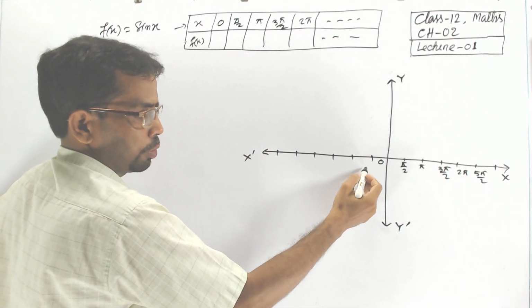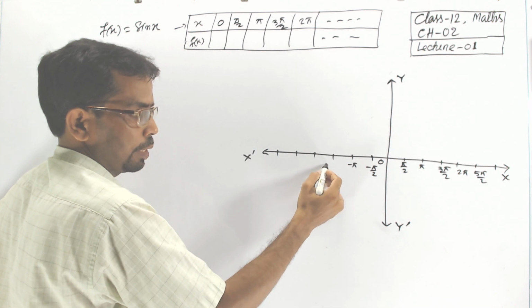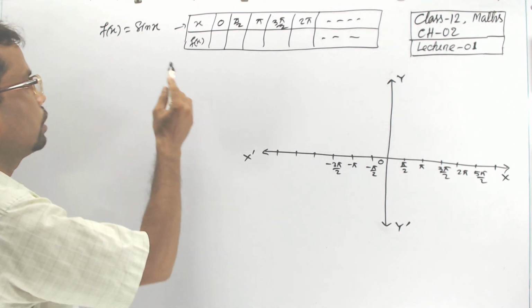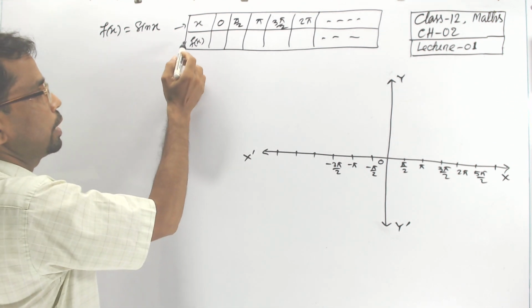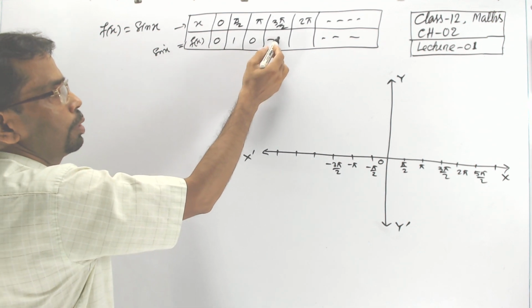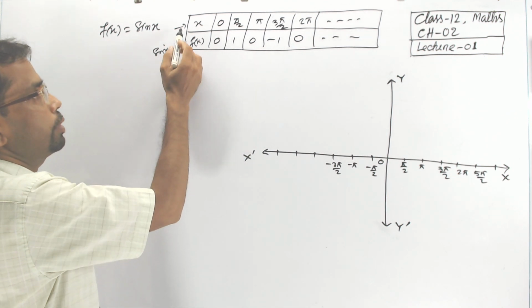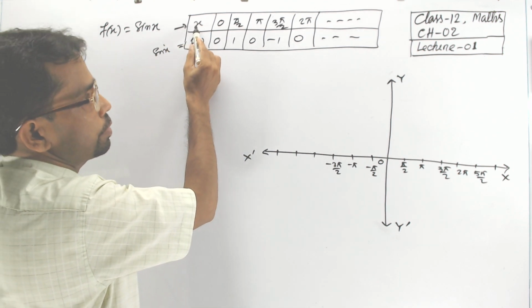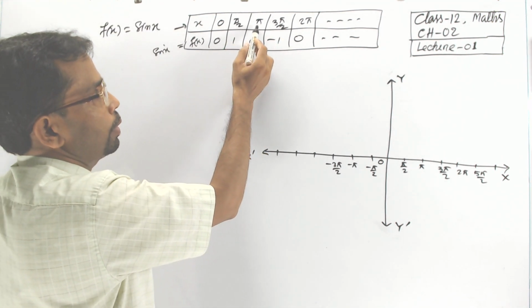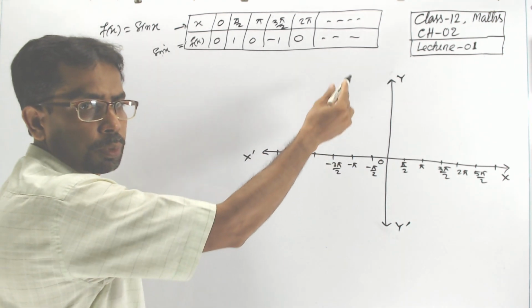Even in the negative direction it will be minus pi by 2, minus twice pi by 2, that is minus pi, minus thrice pi by 2, and so on. Then we have learned the corresponding values of f(x) equal to sine x. The corresponding values are 0, 1, 0, minus 1, 0. The x values 0, pi by 2, pi I'll put along the x-axis, and the value of f(x), that is sine x, I'm going to put along the y-axis.